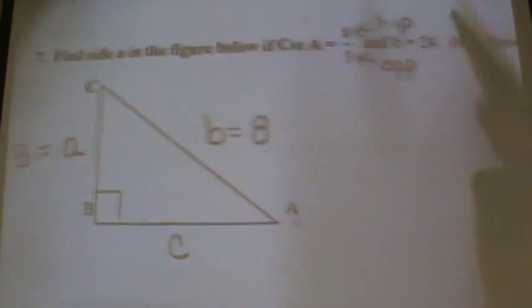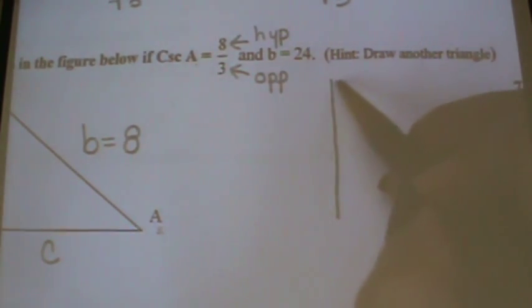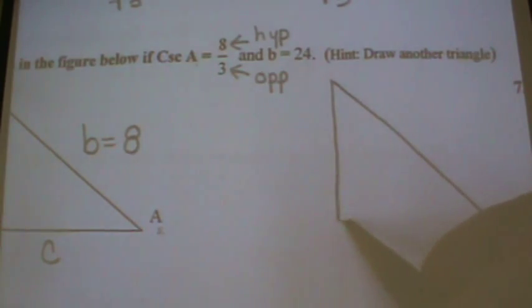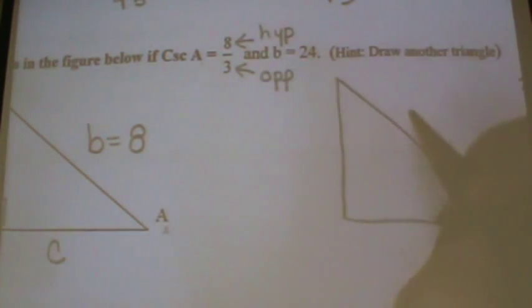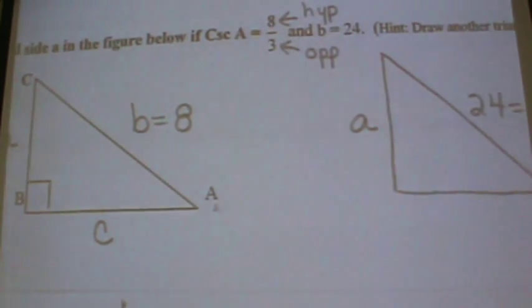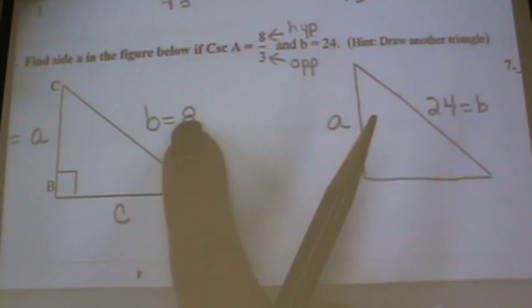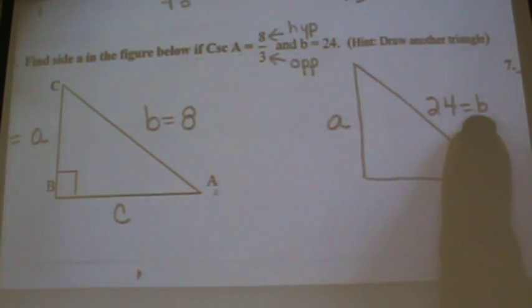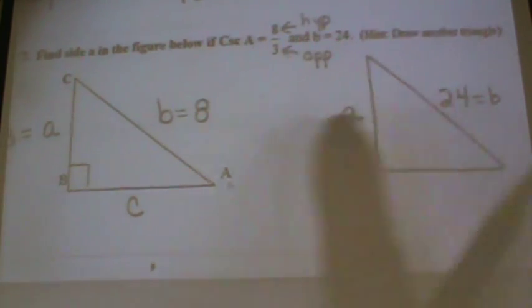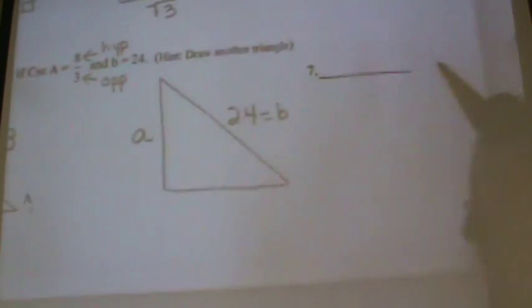What does that mean? We're talking about a similar triangle, and I gave you a hint. Draw another triangle. I want to know if B was really 24, what A is. Now, a lot of you did this in your head. It wasn't difficult. How do you go from 8 to 24? Multiply it by 3. So how do you go from here to here? By 3.